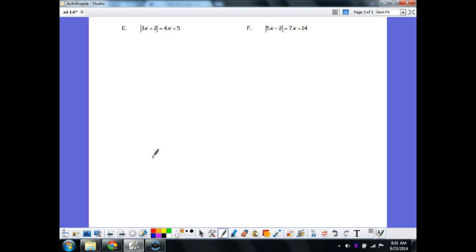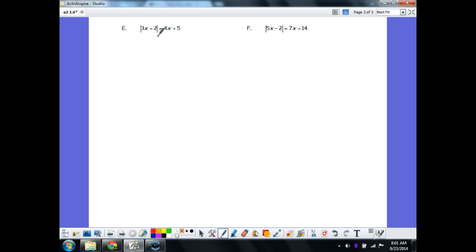In this video, we're going to look at special examples where perhaps not both solutions we come up with, even though we've done everything right, don't necessarily work in the original equation. Now, again, your first goal in all of these is to get the absolute value part by itself, which in this case is already done. The absolute value is by itself.